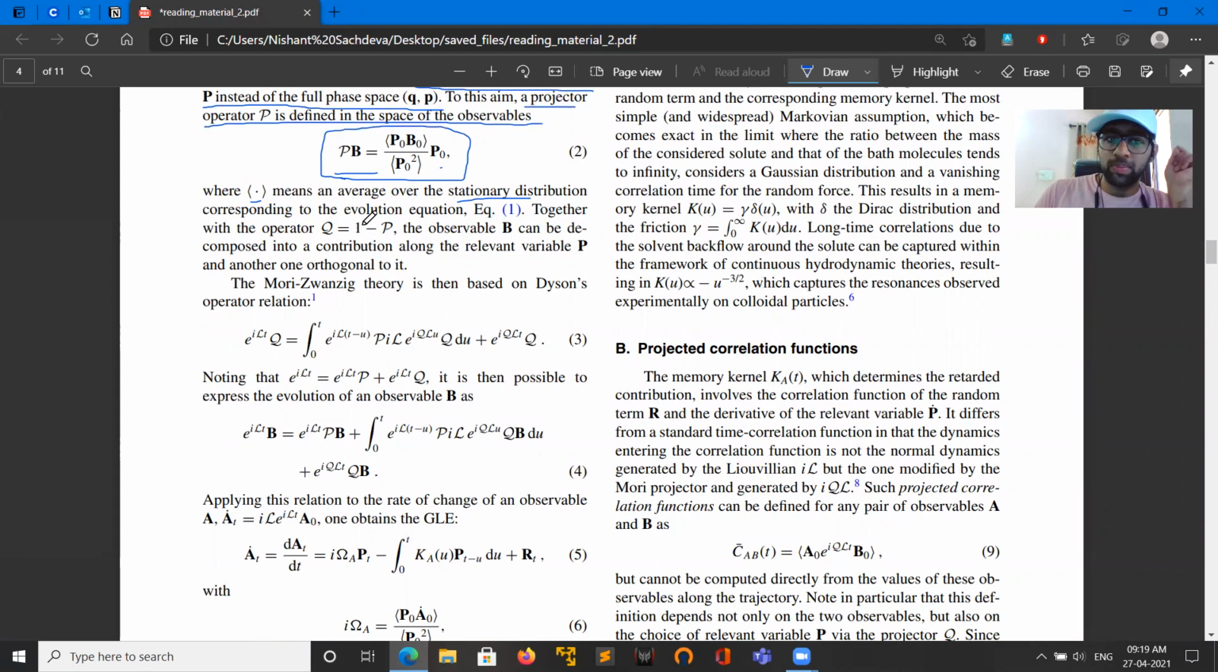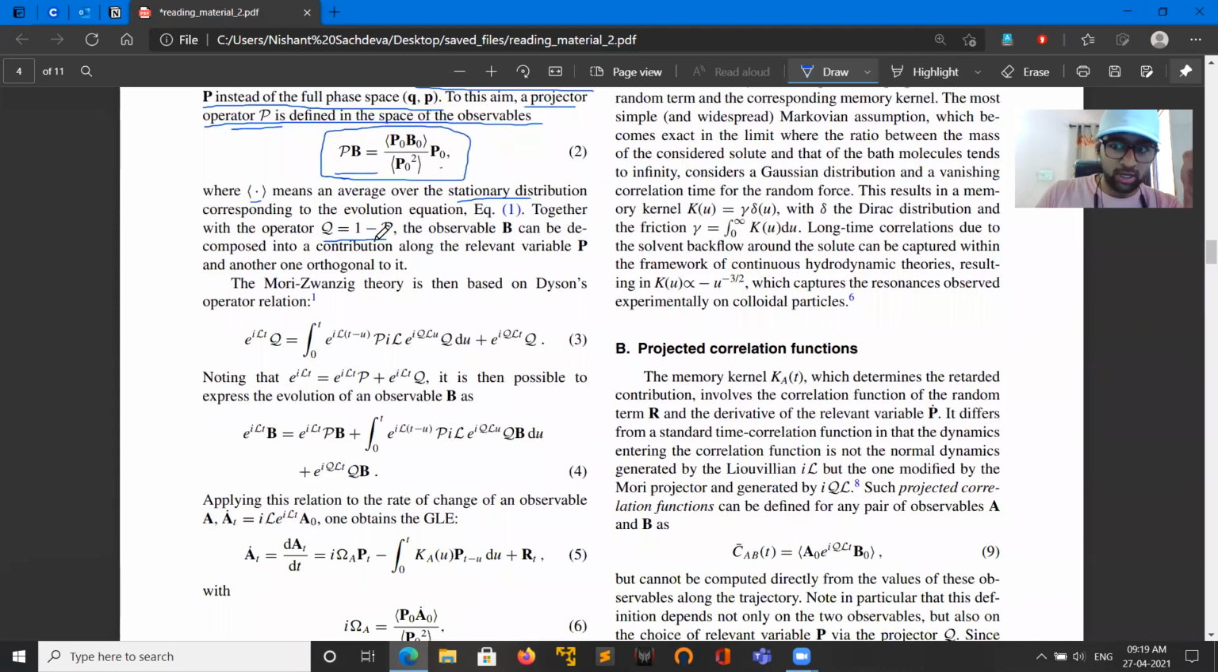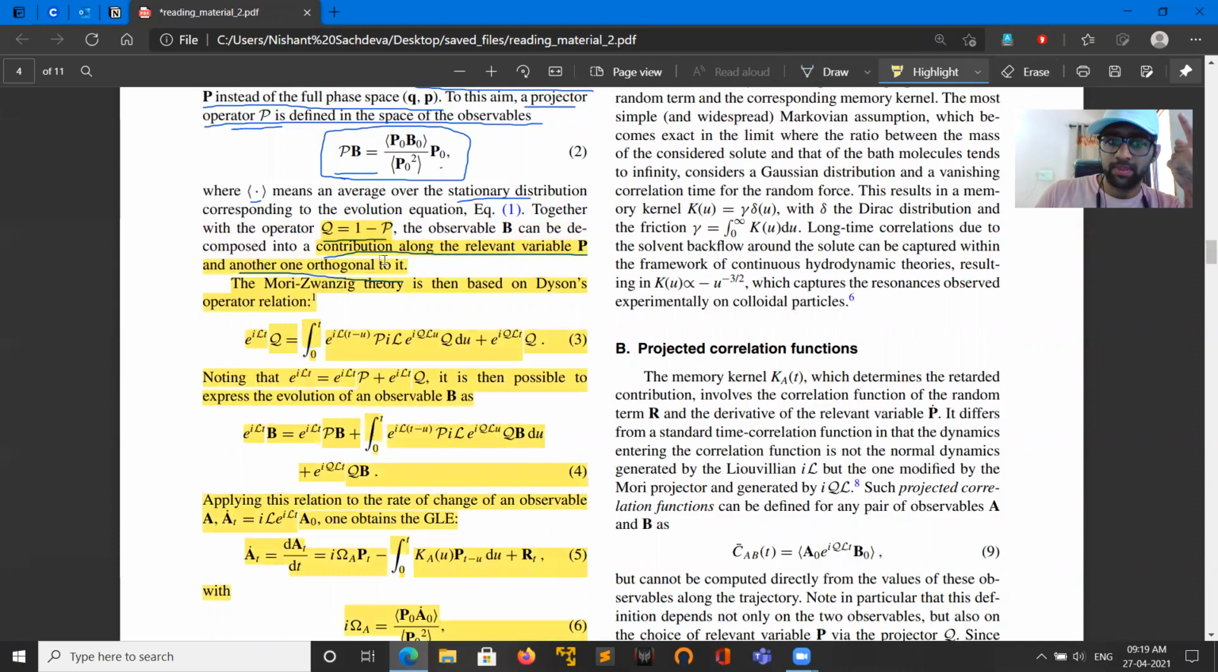Now, together with the operator Q, that is 1 minus P, where P is the operator we already defined, Q is a new operator. The observable B can be decomposed into a contribution along the relevant variable P and another one orthogonal to it. By using these two operators, we can make sure that the observable B can be decomposed into one contribution along the relevant variable and the other one orthogonal to it.